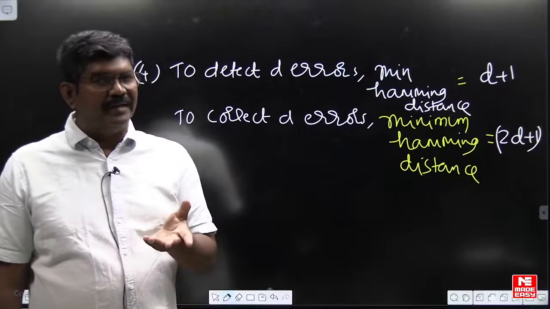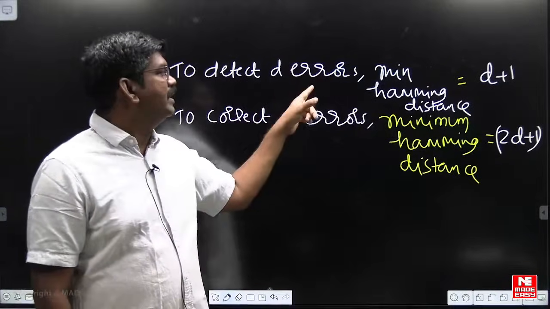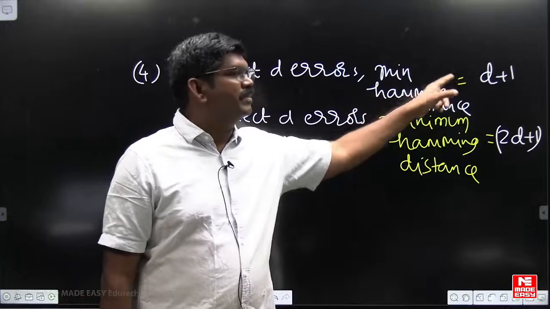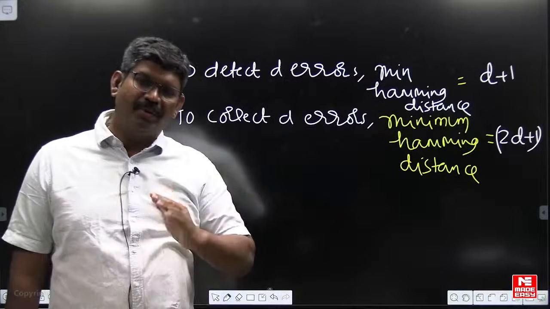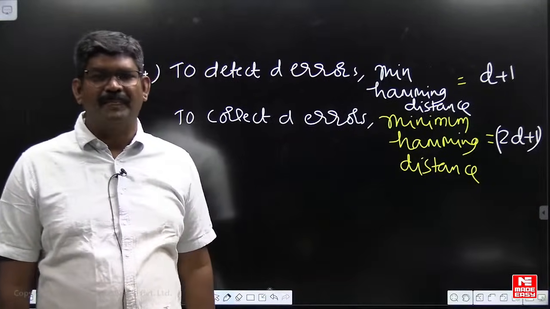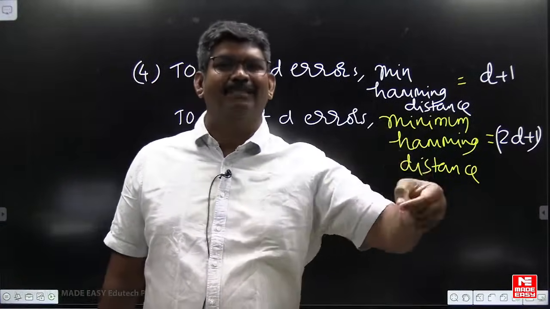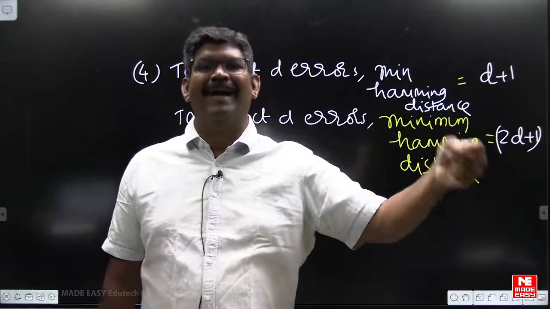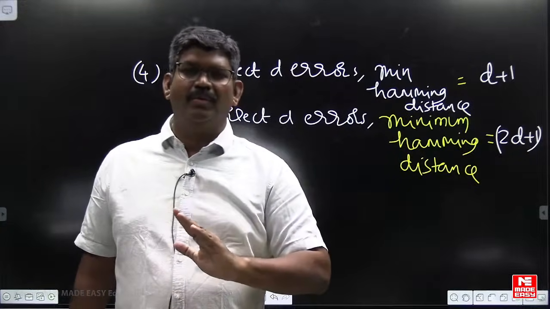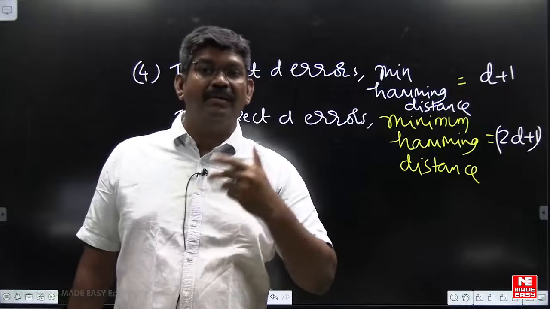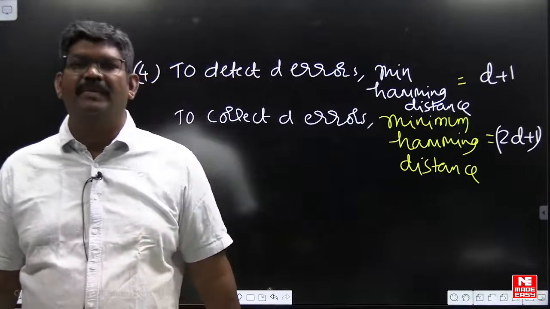Suppose you can write like this also: it is not possible to detect d+1 errors if the minimum Hamming distance is d+1, because that is the point where it is exactly going to fail. Before that, all values it is going to be satisfied. So when you say that it is not possible to detect d+1 errors if the minimum Hamming distance is d+1, वो कंडीशन क्या होगा, एक वैलिड कोड वर्ड इज कन्वर्टेड टू अनदर वैलिड कोड वर्ड बाय द नॉइज.